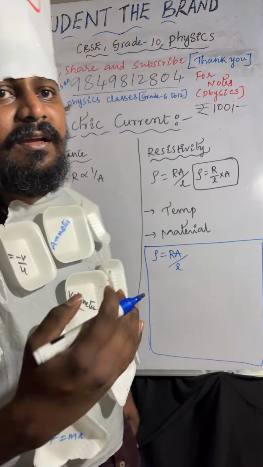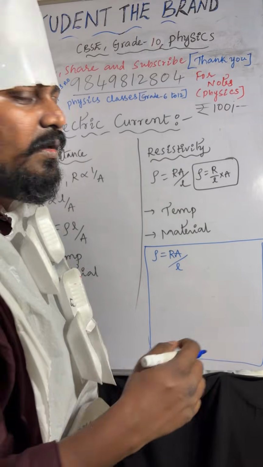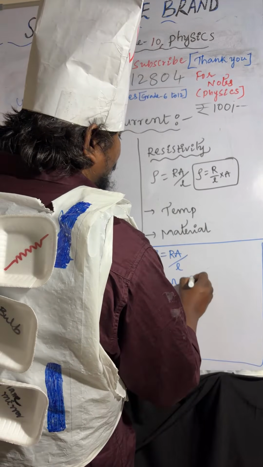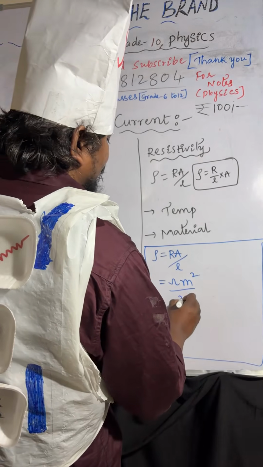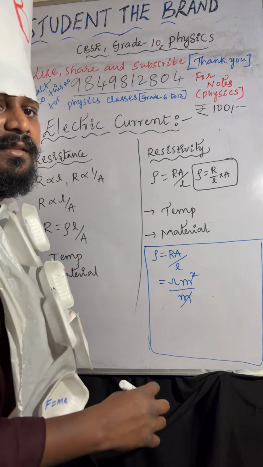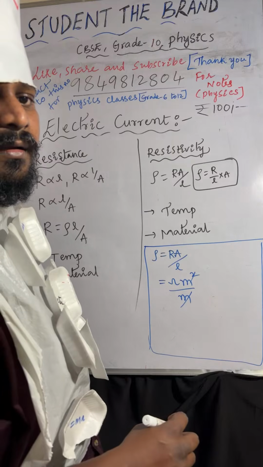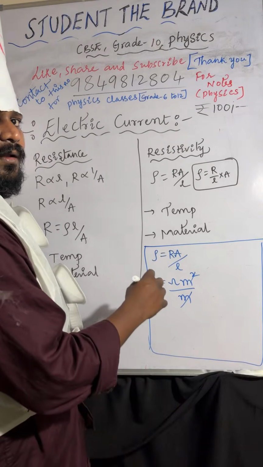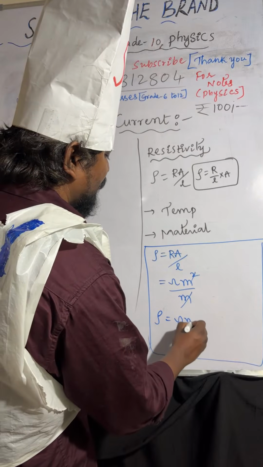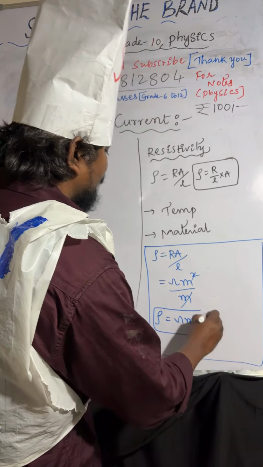We know SI unit of resistance is ohm. SI unit of area is meter square. And SI unit of length is meter. Meter might get cancelled. Then you can see here resistivity is equal to ohm meter. This is the answer.